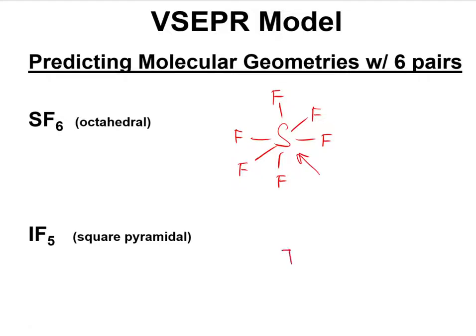IF5, one of them is a lone pair, and that would be square pyramidal. So we've got these fluorines. And there's a Lewis structure lab that's up. That's a complete dry lab. You don't have to take any pictures. You just need to do it and practice, and that's going to help you for the exam.